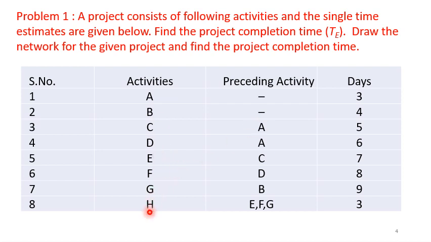Similarly, if you come to H, you can see here E, F, G, three activities. There are three preceding activities. So all three, E, F, G, should be complete. Only then H can start. And this 3 days here is the expected time of completion of activity H. So using these details, this data, we have to now construct a network for the given project and find the project completion time.